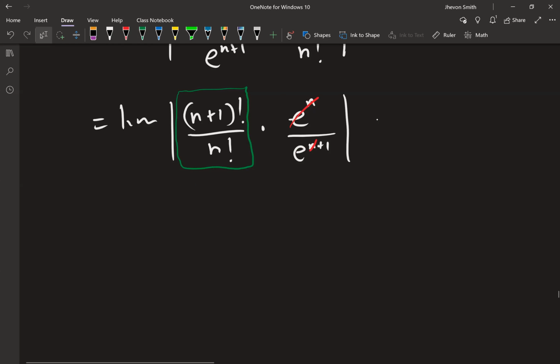Can someone tell me what would happen for this part? Based on what we know about factorials, there's a certain behavior that we can take advantage of here. How would you deal with that part? n plus 1 factorial divided by n factorial. How would you determine what that goes to? How would you break it up? Break it up how? How do you know? Don't just tell me the answer. How would you figure that out?